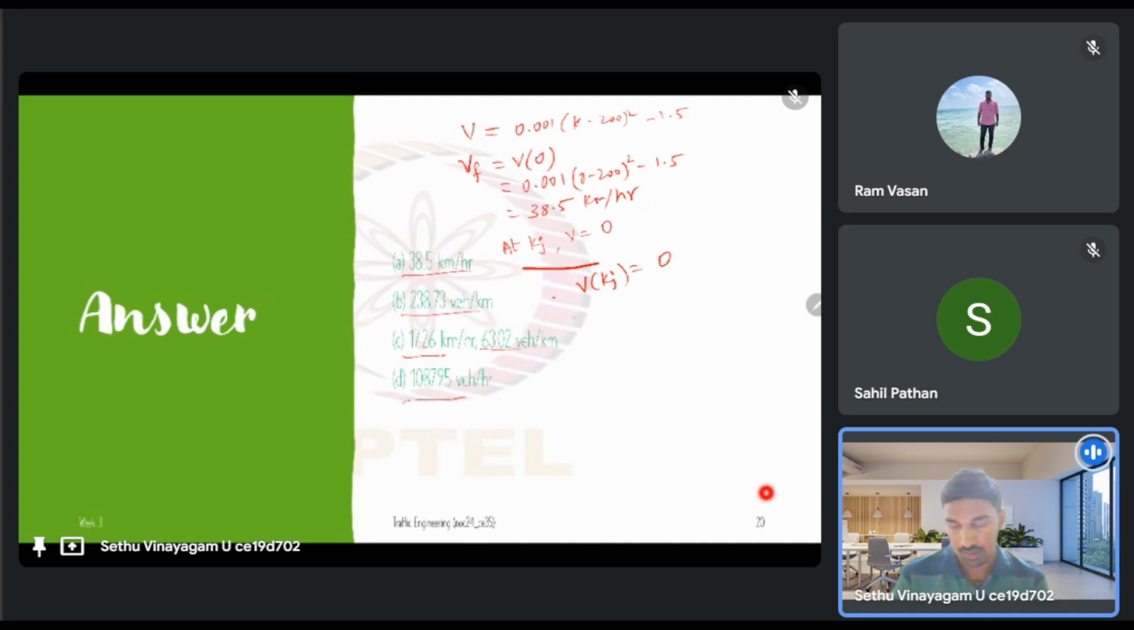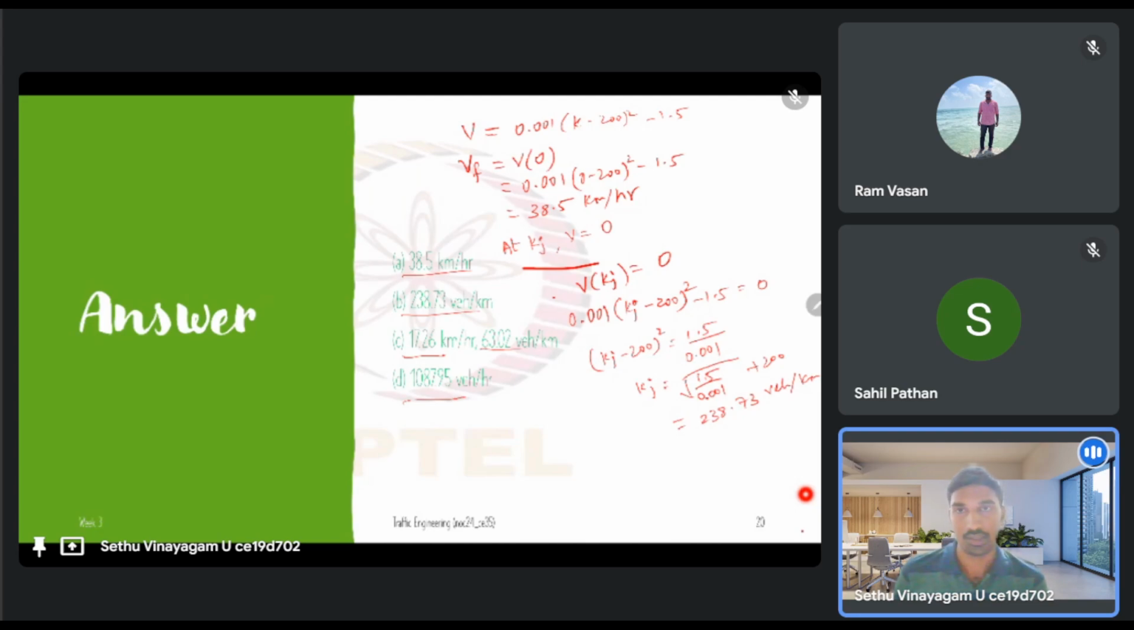So what is v of kj? It is 0.001 times (k is actually kj now) kj minus 200 squared minus 1.5. So this is equal to 0, right? From here, you can simplify it, so we'll find what kj is. kj minus 200 squared is nothing but 1.5 by 0.001. So kj is the root of this plus 200. So that is 238.73 vehicles per kilometer. Okay, so that's the jam density.